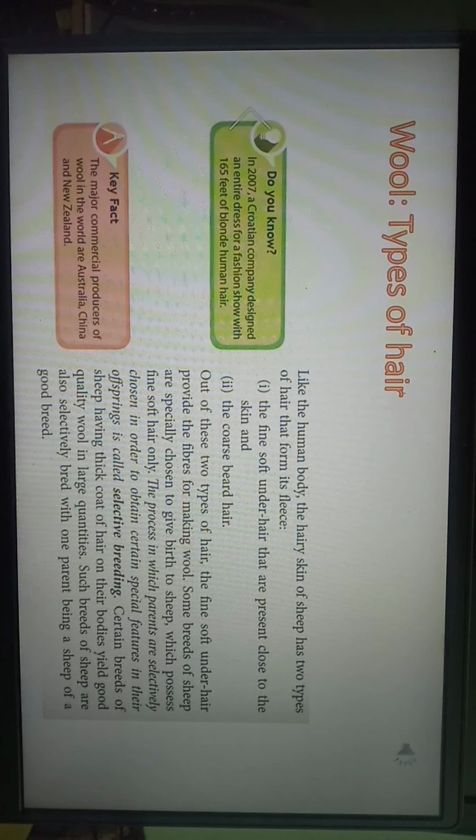I will repeat this point again. There are certain breeds of sheep that have a thick coat of hair on their bodies, and these sheep yield good quality wool in large quantities. So these breeds of sheep are also selectively bred. They undergo the breeding process with one parent being a sheep of a good breed. I hope I am clear.